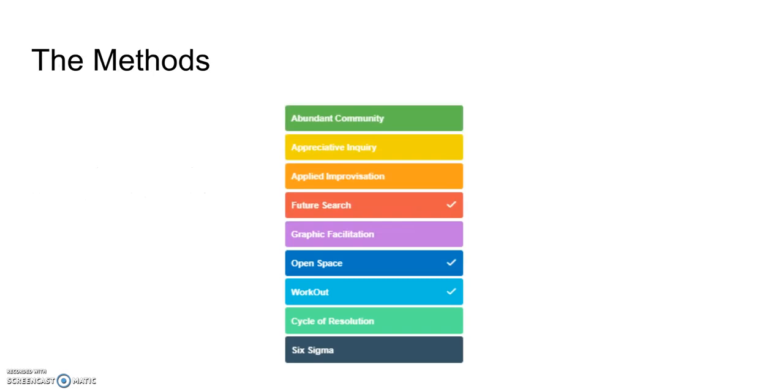Let's begin with my process for finding patterns among 9 change methods. You can see the 9 change methods I've studied here. Of the 9, 6 of them were required, and I chose 3 additional ones: Workout, Cycle of Resolution, and Six Sigma.